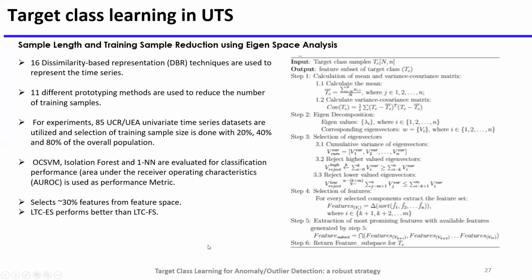But we'll compare what is the difference between feature transformation and feature selection, and surely the feature transformation gives better performance because it is able to give a smaller number of features for the most promising results. So surely the LTCE is better than LTCFS. And remember one thing, all these things are guided by the target class only. So surely it is going to play a big role in multivariate time series analysis also.